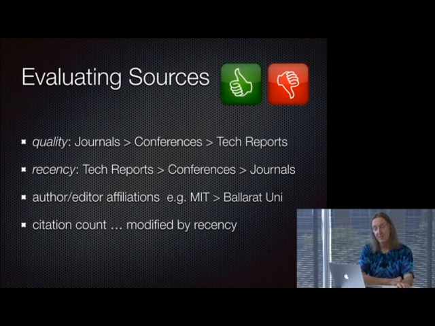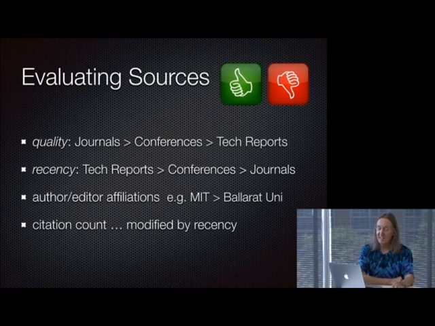So the quality is kind of being traded off against recency. If you're really interested in bleeding edge work, look for tech reports, then conferences, and journals, as I mentioned in computer science, tend to be more archival resources. The other thing to consider when you find a paper is to try and find where the author, or in the case of a conference, where the editors or the program committee come from.